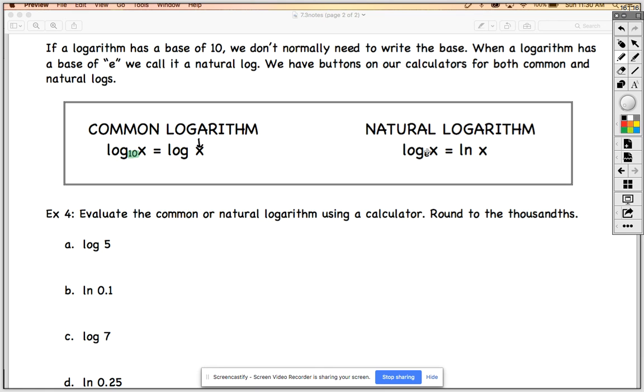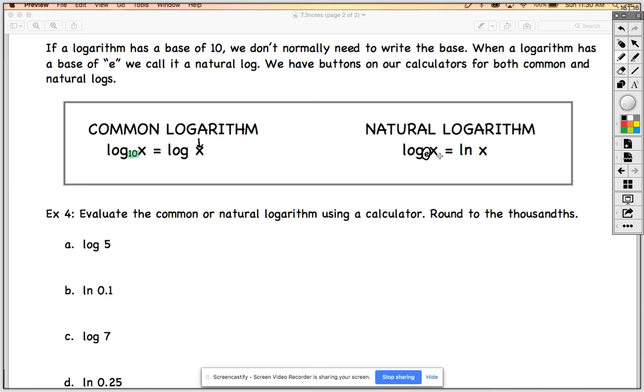Same thing goes with a base of e. If a log has a base of e, and we've talked about e before, remember e is about 2.7 and it repeats. If a log has a base of e, it's called a natural log, and we have an ln button on our calculator for that. So instead of writing log base e, we just write ln, and that's called a natural log. I don't know why it's ln instead of nl. That would make way more sense, natural log, but ln represents the natural log, which is a log with a base of e.